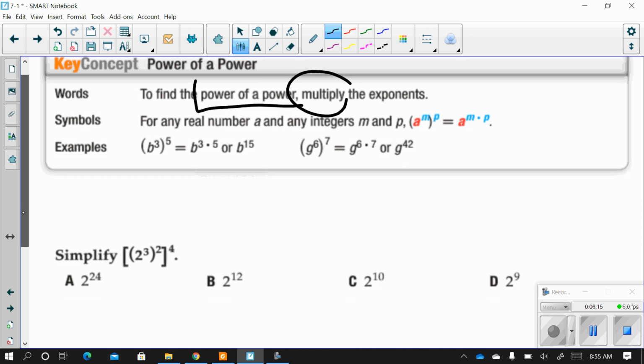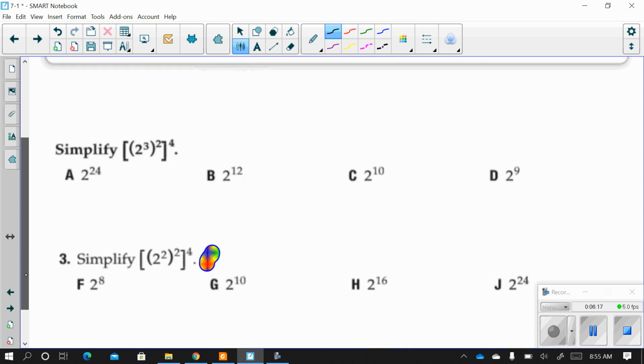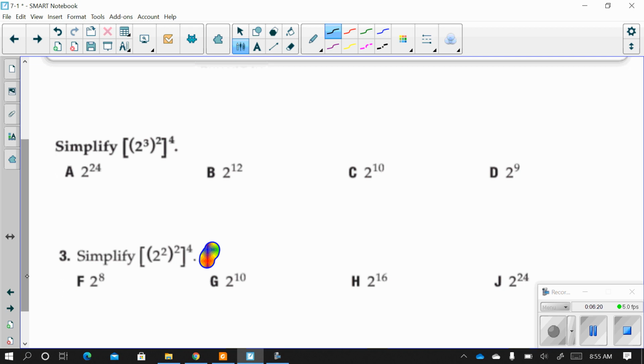Okay, so let's do one together. 2 cubed squared to the 4th. You can start inside or outside, it doesn't matter. I usually start on the inside, I think better that way. So I'm going to multiply here. So 3 times 2 gives me 2 to the 6th. Still have it in brackets, raised to the 4th. So I got to multiply one more time. 6 times 4 gives me 2 to the 24th.